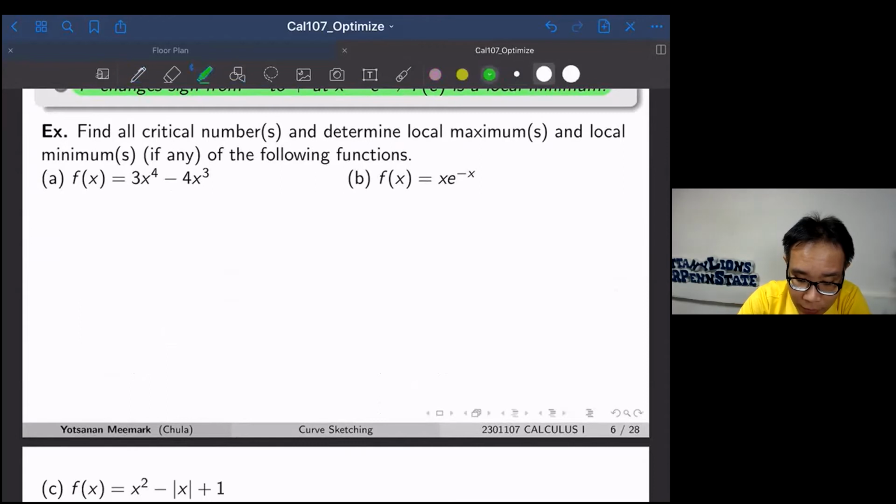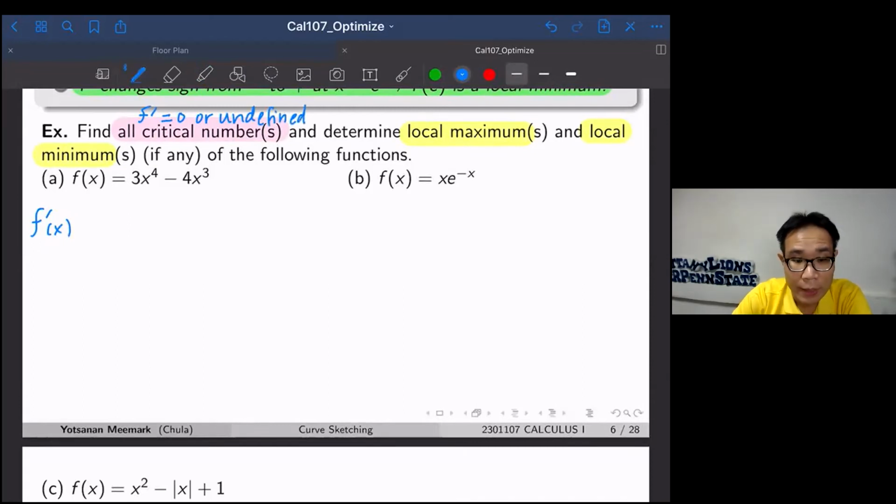Okay, so we'd like to find all critical numbers and determine local maximum, local minimum, if any, of the following function. So you have f prime x. First we'd like to find critical numbers. These come from f prime equal to 0 or undefined.